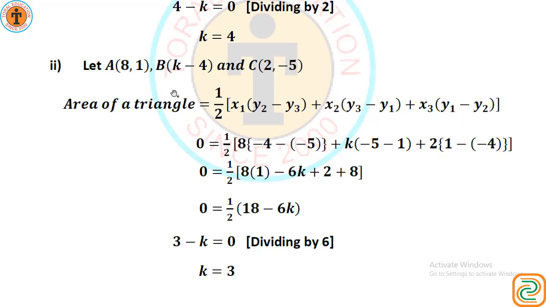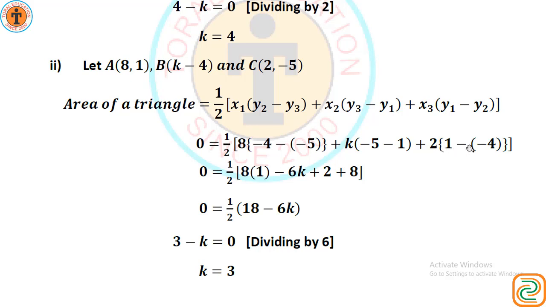Take x1 as 8, then y2 minus y3, that is minus 4 minus minus 5. k is in x2, then y3 minus y1, that is minus 5 minus 1. Then C means that x3 is 2 into bracket 1 minus minus 4. Okay, half of 8 into (minus 4 plus 5), minus 4, that is 1, k into minus 6, that is minus 6k, 2.